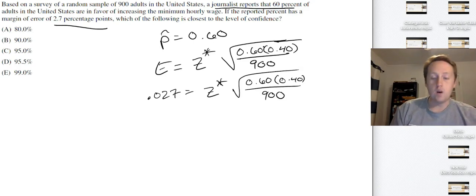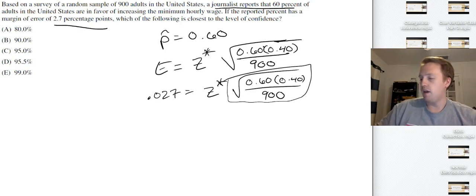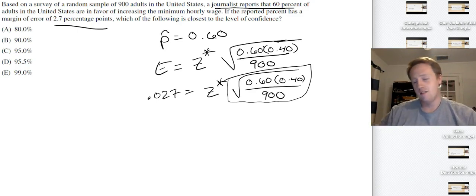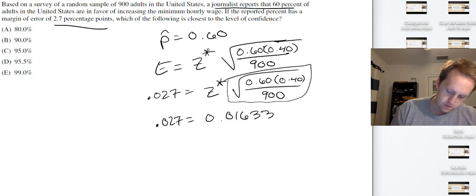Okay, now if I find out what this number is, I should be able to just divide. So let me get out my handy dandy TI Inspire CAS. Texas Instruments, you should sponsor me. 0.6 times 0.4 divided by 900, and then I take the square root of that. So that's 0.027 equals 0.01633 times z star. I put it in the other spot, but that's fine.